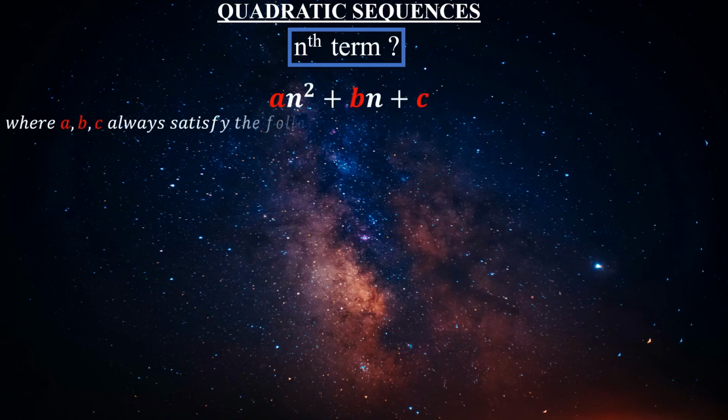We want to find a formula in this form, where A, B, and C satisfy the following equations. We have to take note of these equations, because they are the ones we use, and most of the time they won't be provided in a booklet.